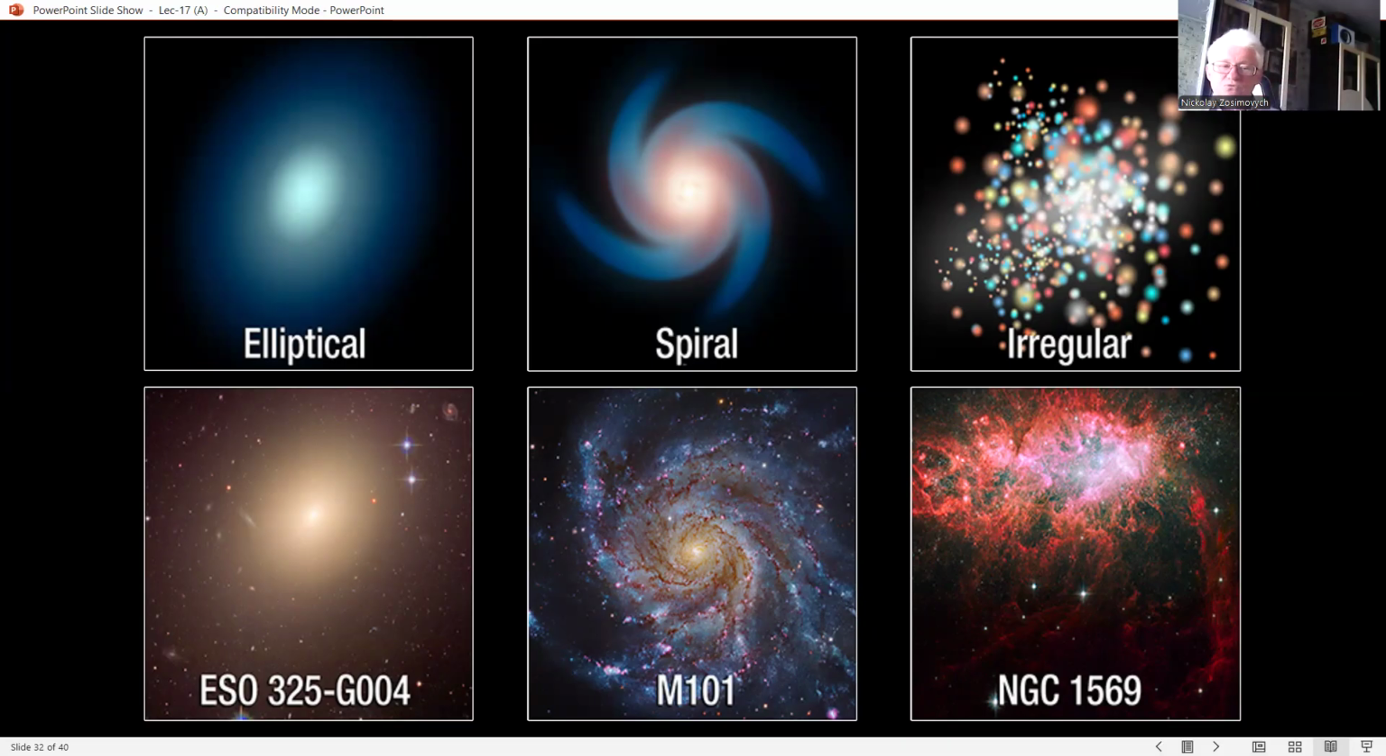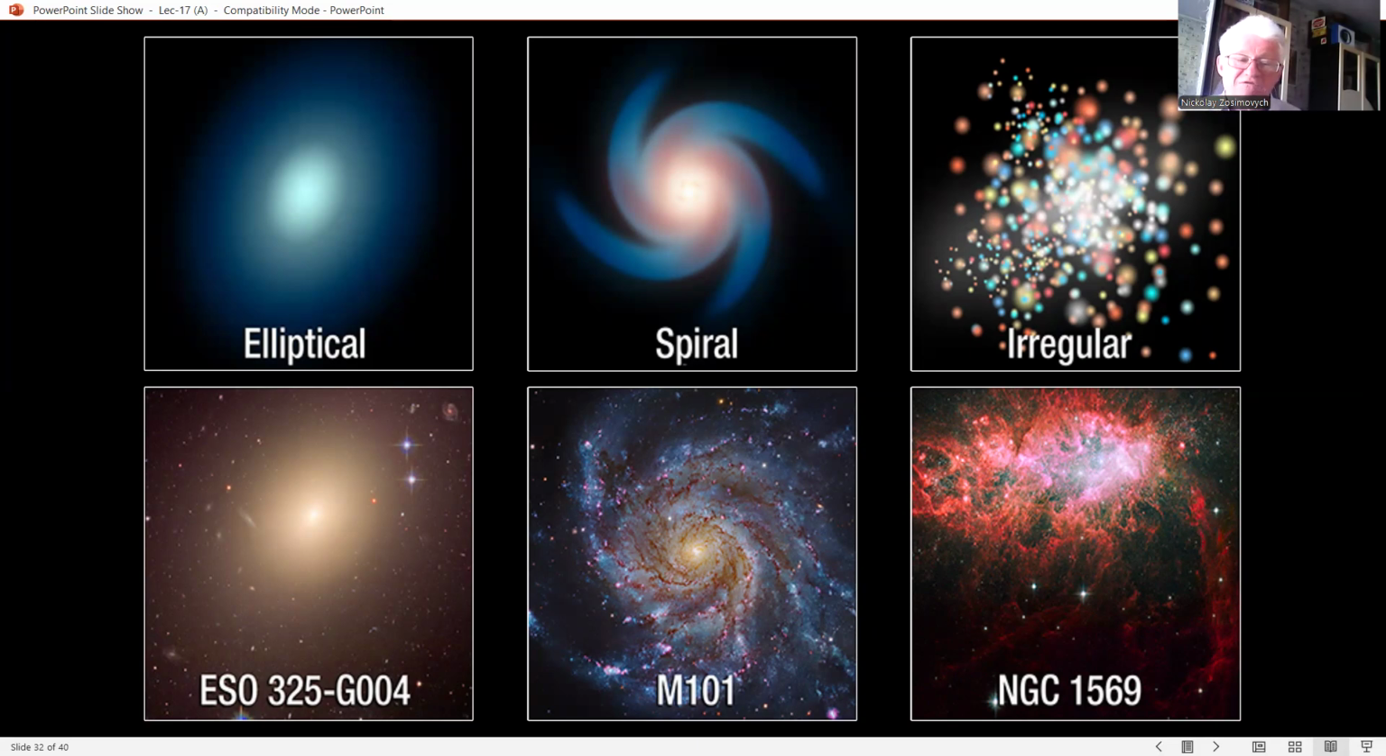The cluster method uses the velocities of the galaxies in a cluster to find the total mass of the cluster. The velocity dispersion method uses the velocities of the stars in a galaxy to find the total mass of the galaxy.